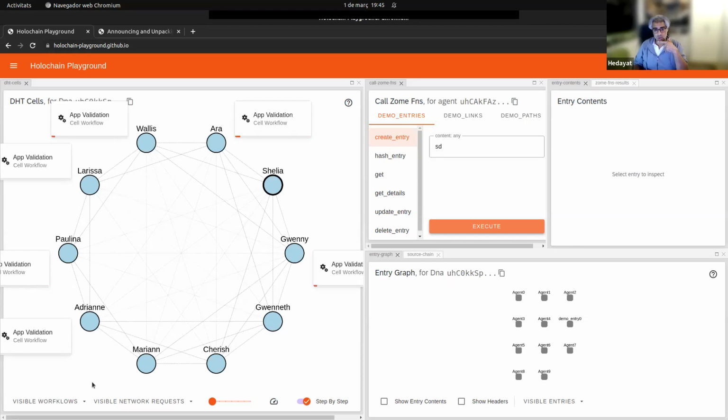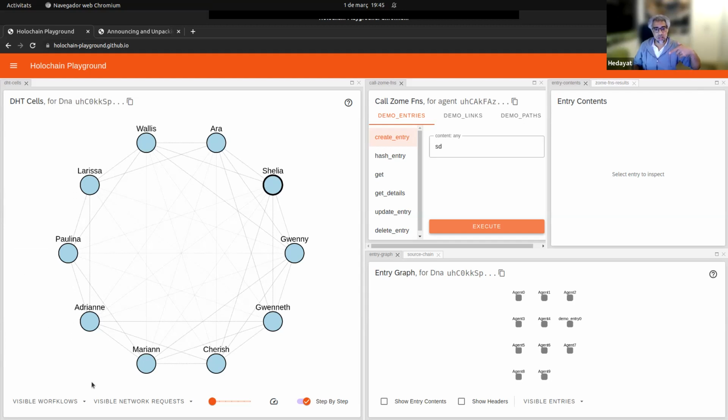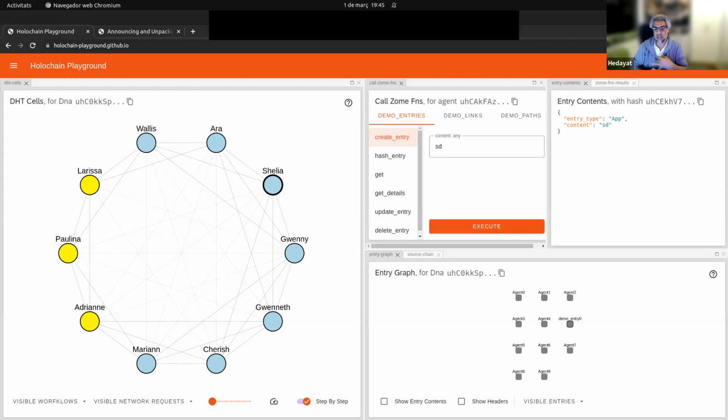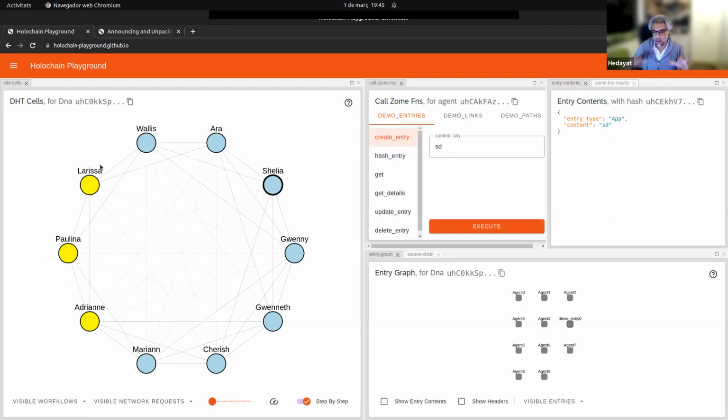But before we continue the discussion, let me remind anybody also visiting that the neighborhood is not about a physical neighborhood. It means if the hash of Larissa is close to the hash of the header or entry, it is a neighborhood in the hash, not a neighborhood in physical location. In this case, Larissa, Paulina, and Adrian, you see them as yellow because I have selected the entries. So they are the neighborhood of the entry, and they are the ones validating the store entry DHT op, right? Not the other ones that you mentioned.